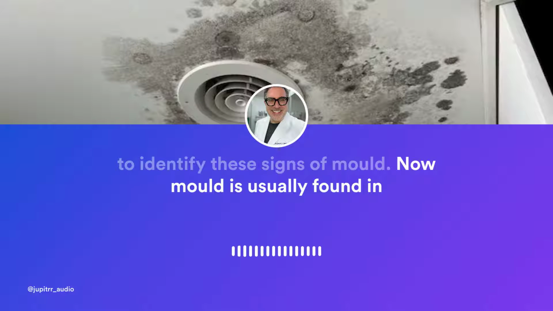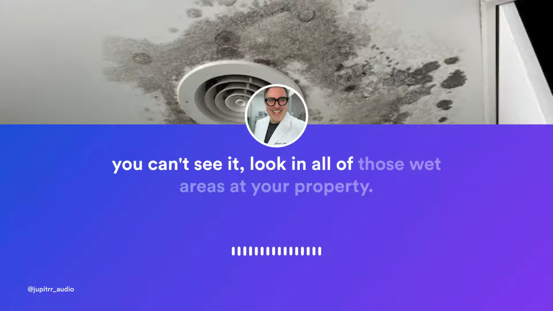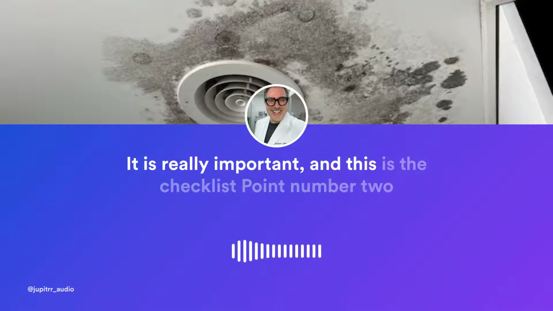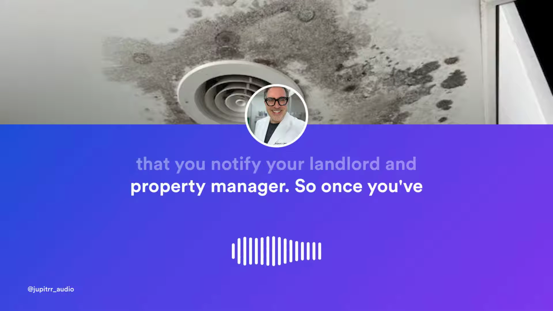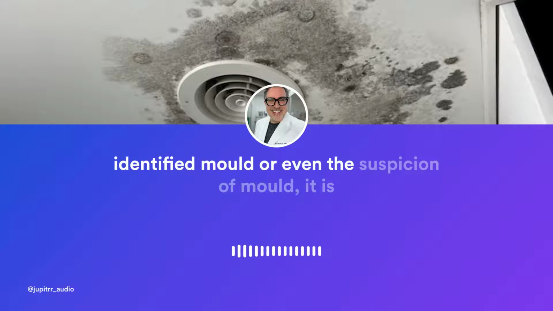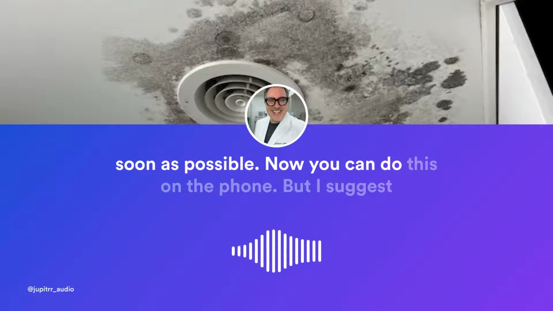Now, mould is usually found in damp or humid areas. You might already be able to see it, but if you can't see it, look in all of those wet areas at your property. It is really important, and this is the checklist point number 2, that you notify your landlord and property manager. So once you've identified mould or even the suspicion of mould, it is essential that you notify the landlord and property manager as soon as possible.